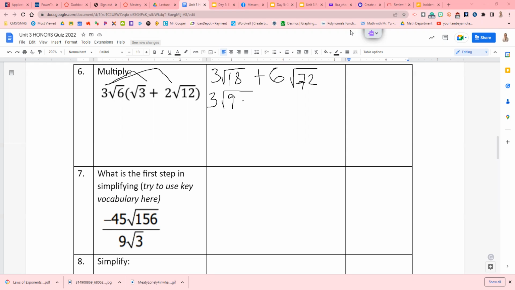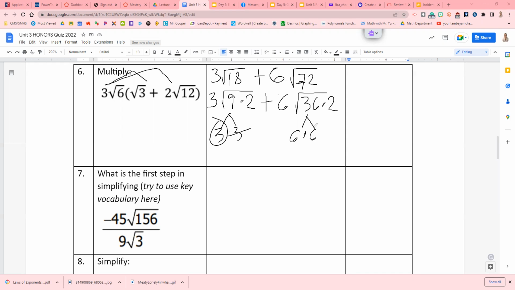That would be 9 and 2, because 9 times 2 is 18. While 72 will be 36 and 2. Okay, so 9 can be broken apart by 3 and 3, while the 36 is 6 and 6.